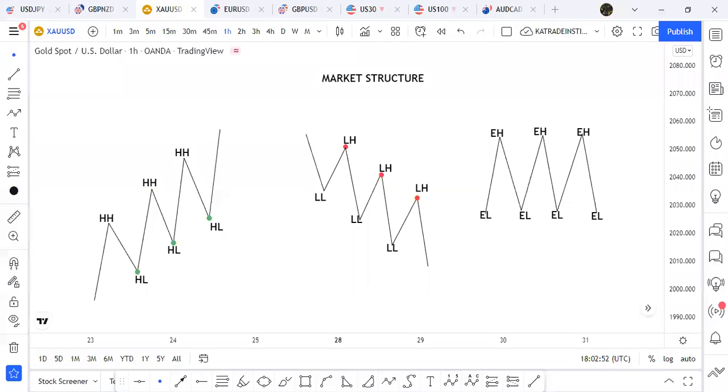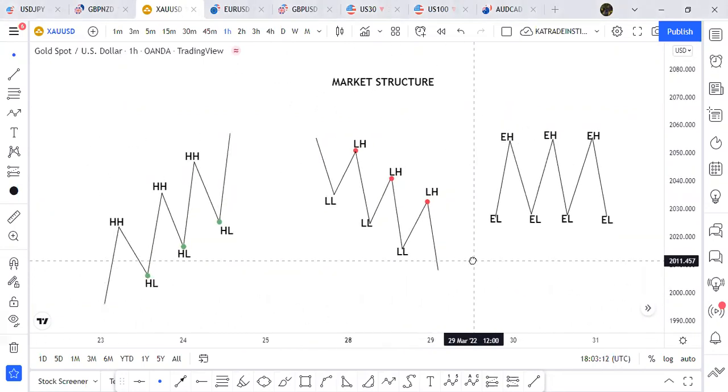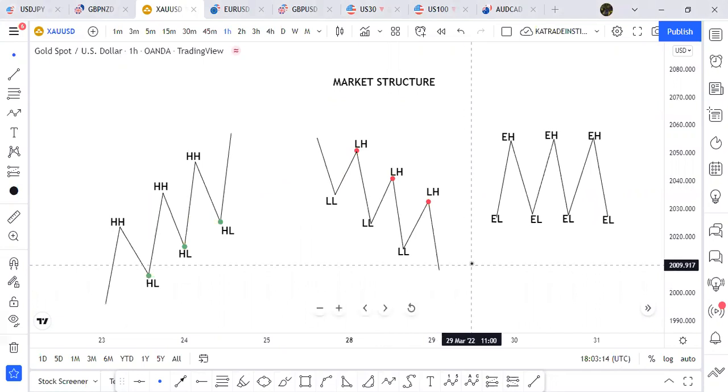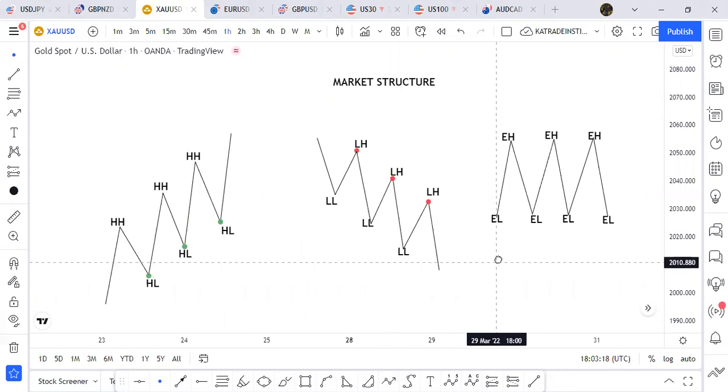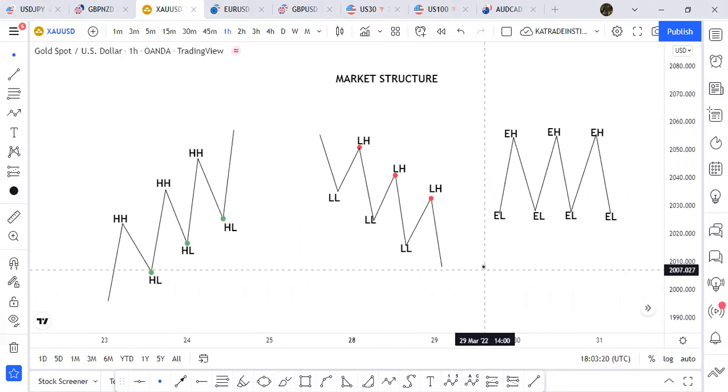We are moving step by step from basics to advanced, and we are starting from market structure. When we say market structure, it simply means the shape of the price, the shape of the candlesticks. That's what we call market structure.